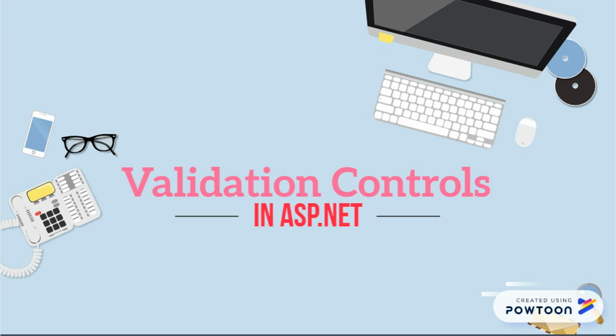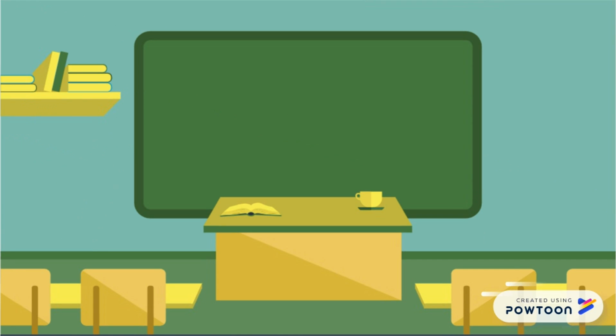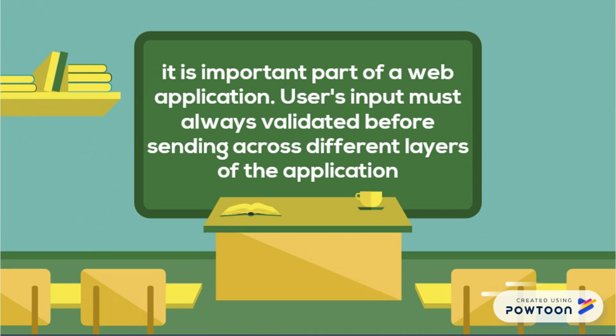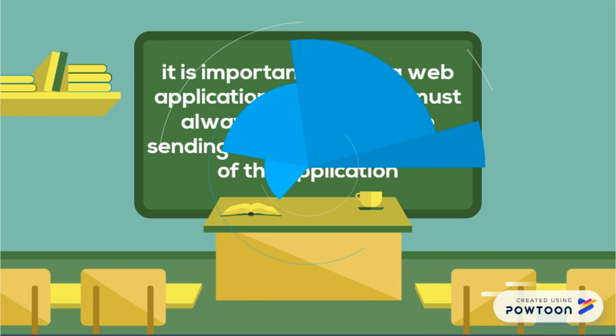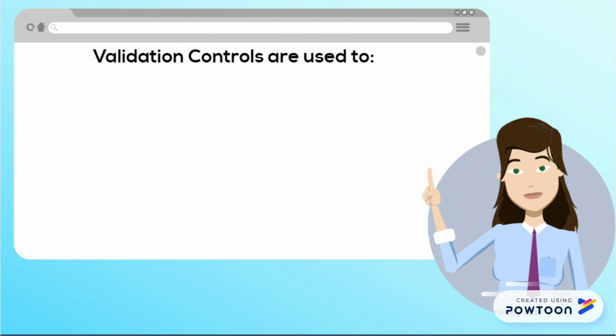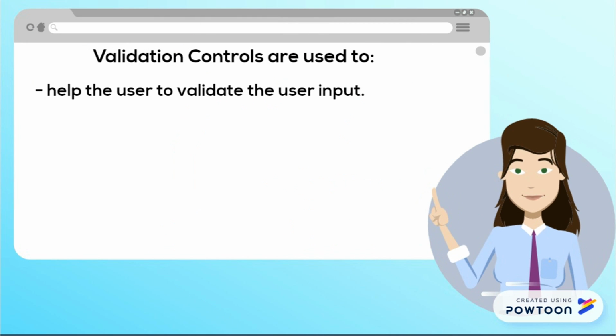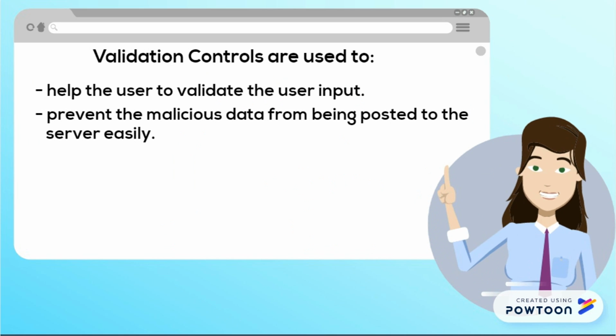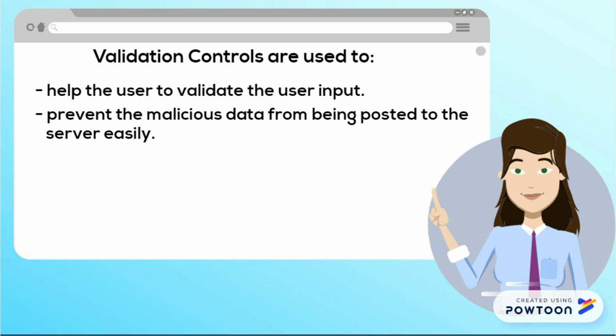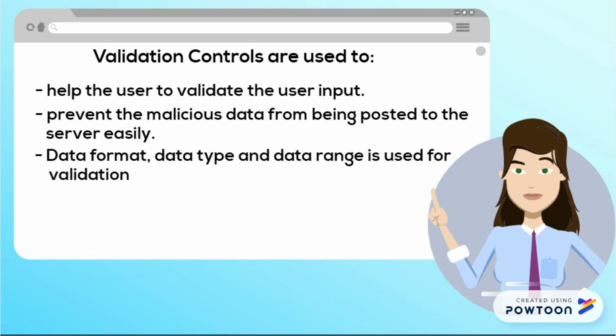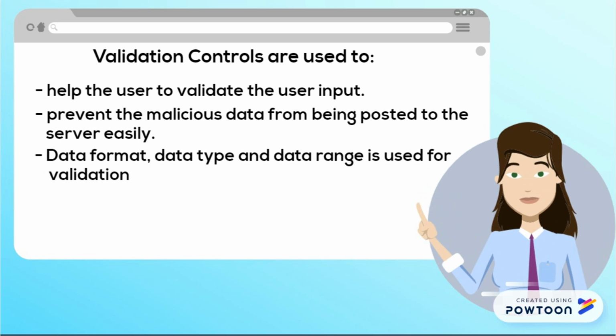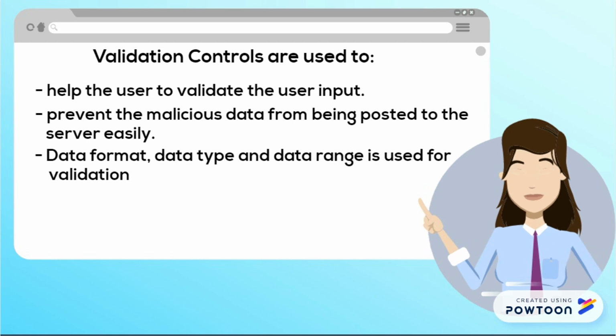Validation control in ASP.NET is an important part of a web application. Users' input must always be validated before sending it across different layers of the application. Validation controls help validate the user's input and prevent malicious data from being posted to the server easily. Data format, data type, and data range are used for validation.